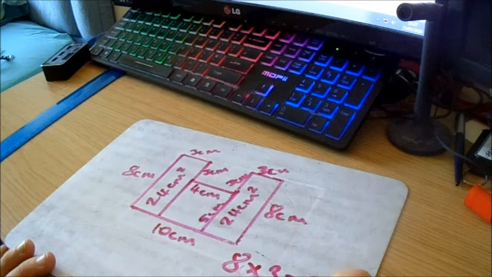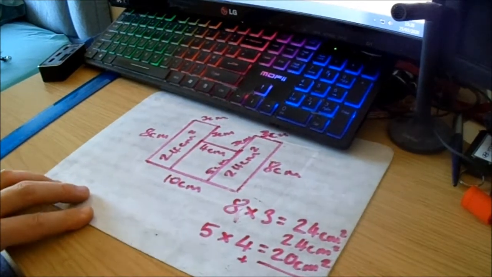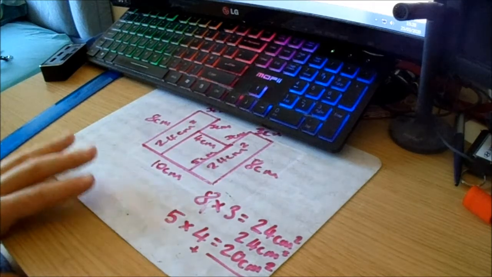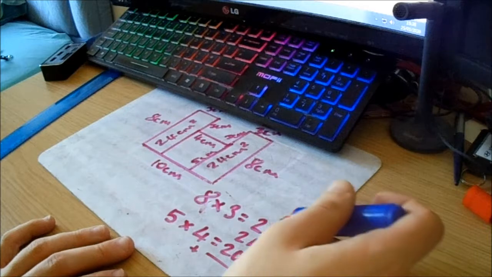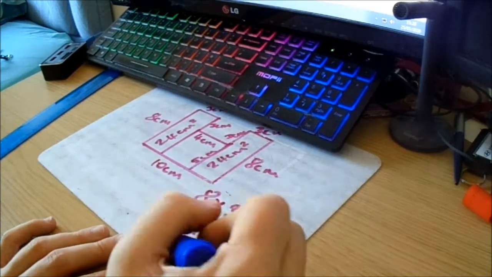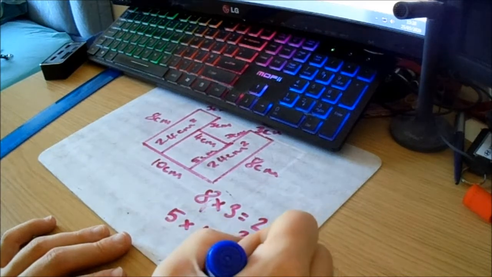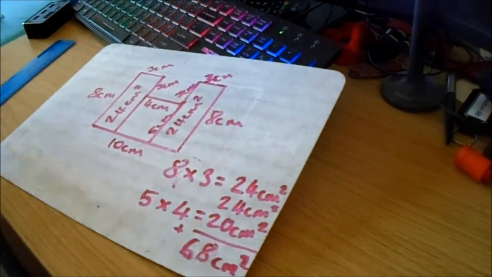So all I need to do now is add all 3 of these areas together, down the bottom there, to give me the total area of the shape. So 24 add 24 add 20: 4 add 4 add 0 is 8, 2 add 2 add 2 is 6, so we have 68 centimetres squared for the area of this shape.